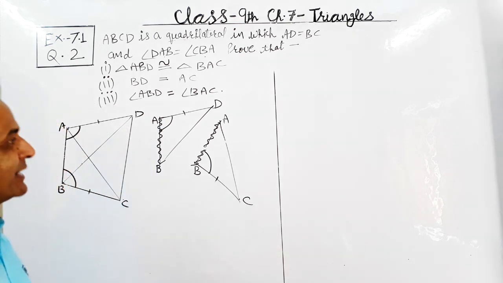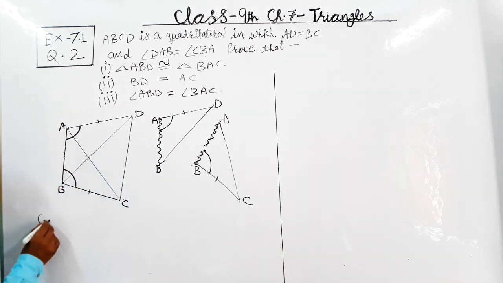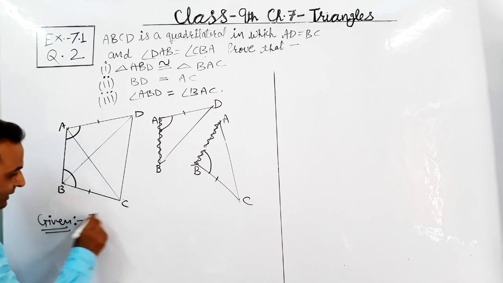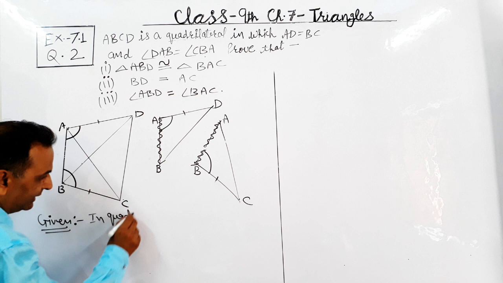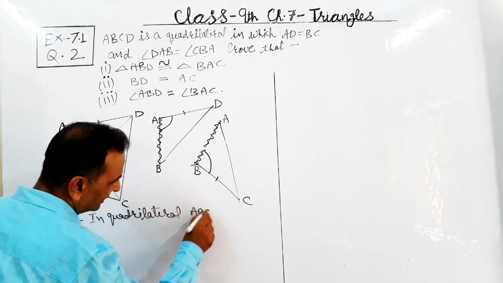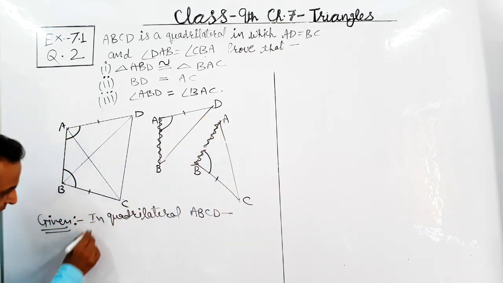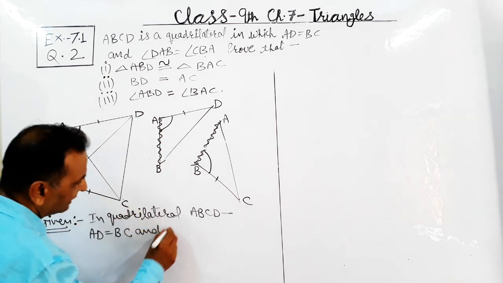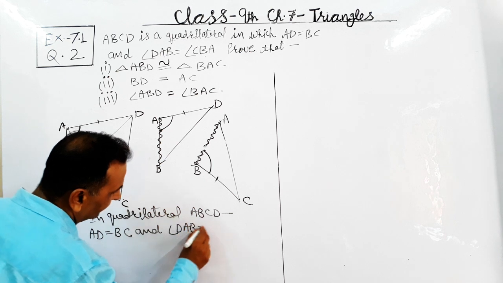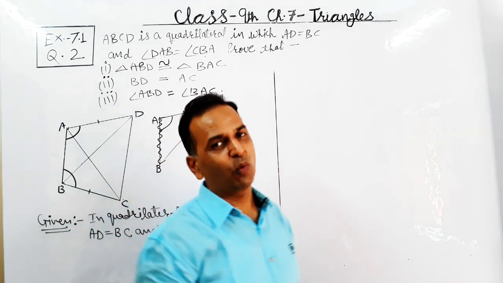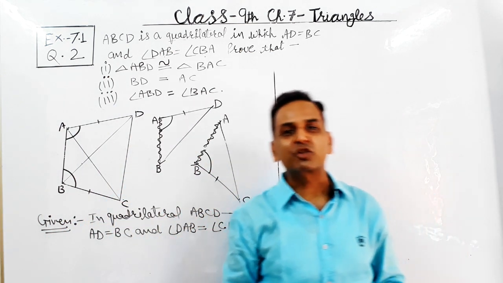So let us first write down what is given. In the given, as we know very well, we have to write down all the information which is given in the statement. So in quadrilateral ABCD, first one, AD equals BC, the one side, and the angles, angle DAB which is equal to angle CBA. These two, one side and one angle, are equal. It is to be mentioned in the given.